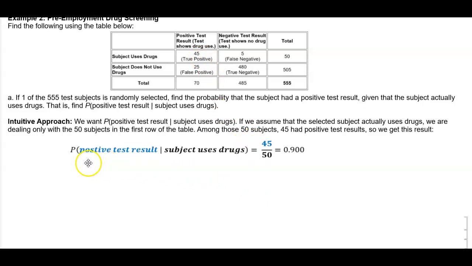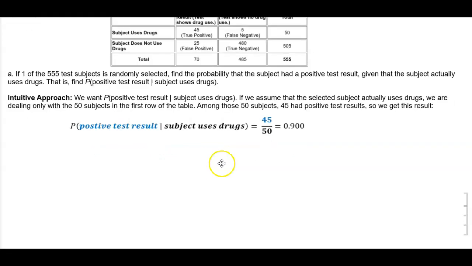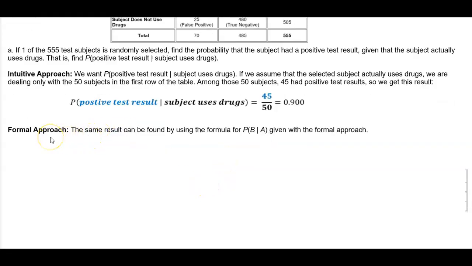So we would say the probability of the positive test result is 45 divided by 50, which gives us 0.900, provided that the subject uses drugs. Now we're going to go ahead with the formal approach. The same result can be found by using the formula given with the formal approach.